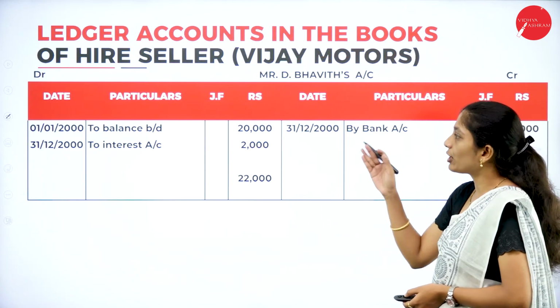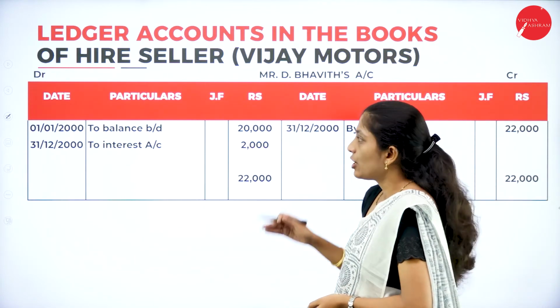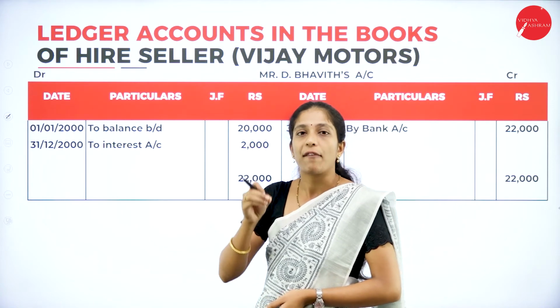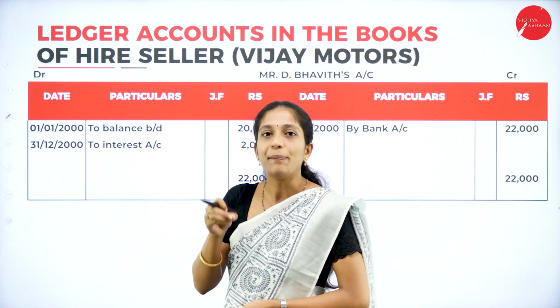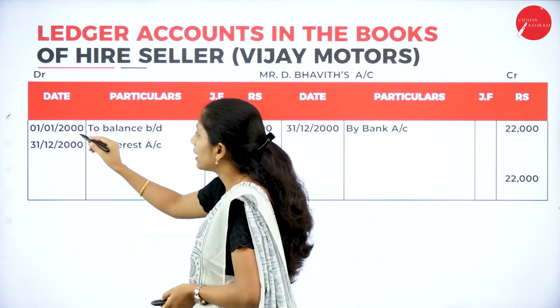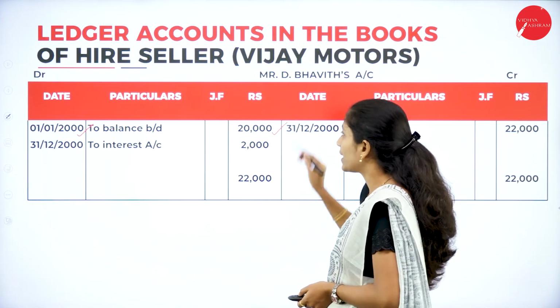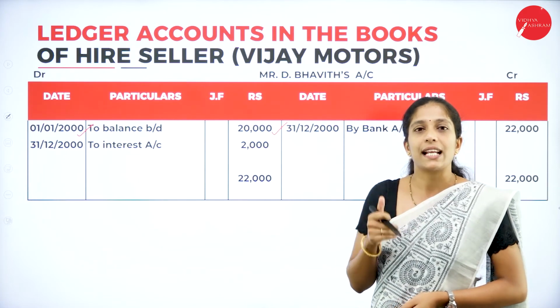How much? 20,000. Now come to the last year, that is 2000. So whatever amount you have carried down in the previous year, that is 20,000, you have to bring down that balance in the beginning of the current year. So current year is 1/1/2000, to balance brought down, how much? 20,000. Next, your second entry is for what?